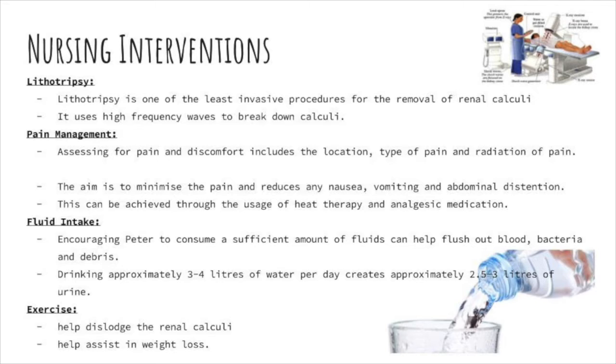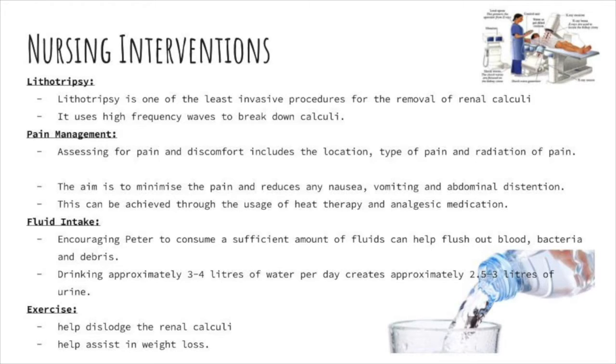Pain management. Assessing Peter for pain and discomfort includes the location, type of pain, and radiation. A tool that can be used to assess what pain Peter is experiencing is the PQRST tool. The aim is to minimise the pain Peter is experiencing and reduce any symptoms such as nausea, vomiting, and abdominal distension.